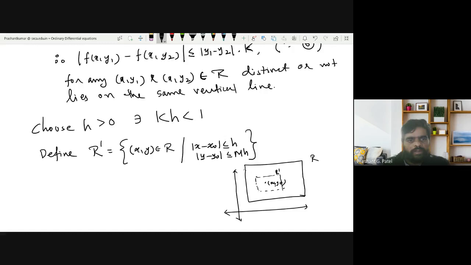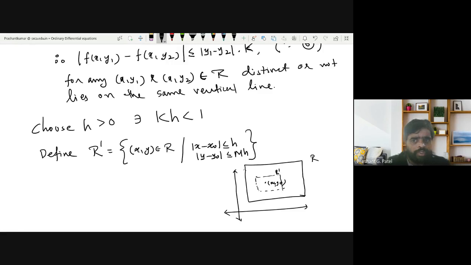And this x0, y0 is the interior point of this rectangle. So there will be no difficulty to find such an h, which we always have. So we can find a neighborhood of this x0, y0. That is exactly the definition of interior point.